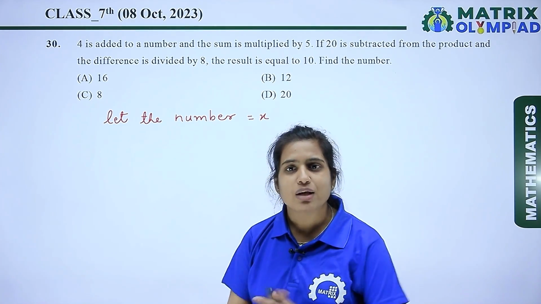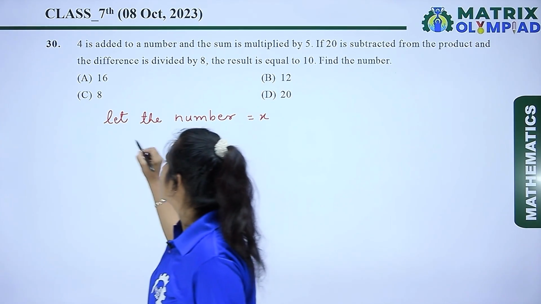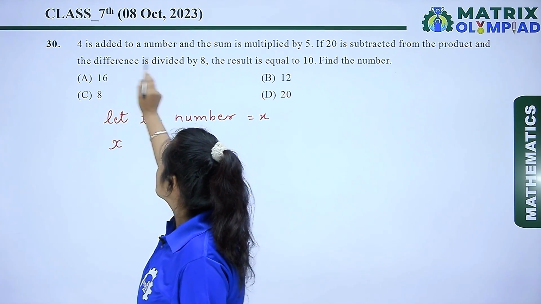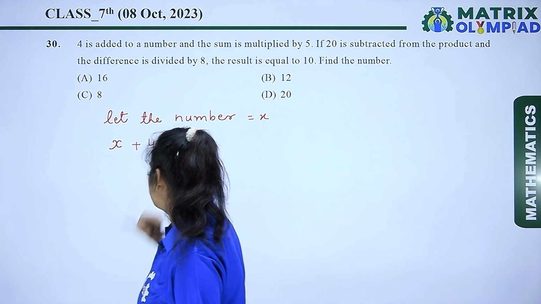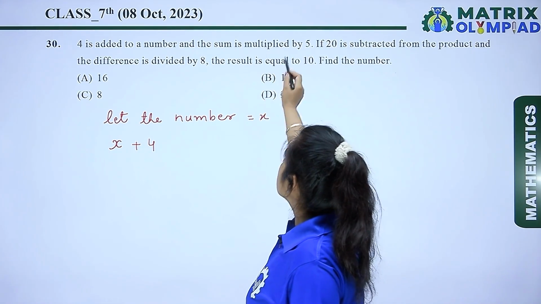So we have the number x. Now according to the question, let's find out the number. So here 4 is added to a number we have x and we added 4 in it. x plus 4, and the sum is multiplied by 5.